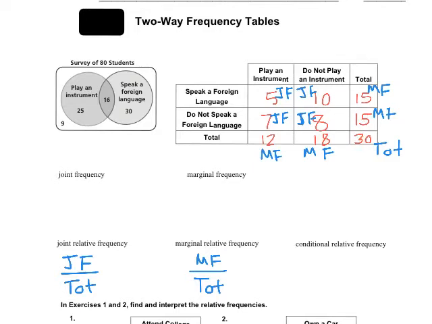Okay, and then the last thing that we have is a conditional relative frequency. So this word conditional means one thing is conditional for another thing. So I might say, what's the conditional relative frequency?